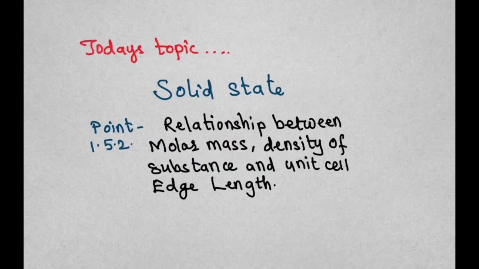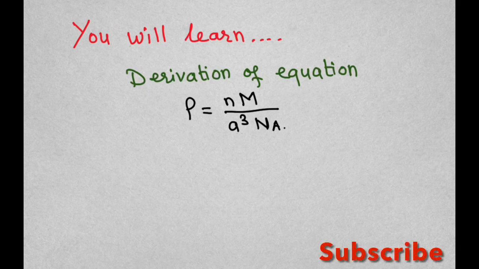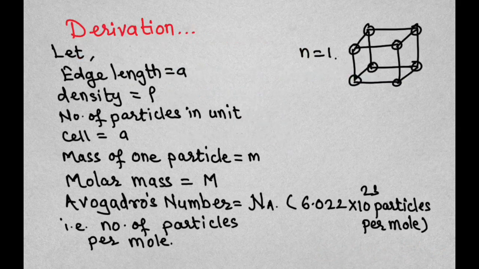Now today's topic is solid state, 12th science, and we'll study the relationship between molar mass, density of substance, and unit cell edge length. Today we'll learn the derivation of this equation: rho is equal to n into M upon a cube into Na. You will learn how to derive this equation. Now let us go for the actual derivation.